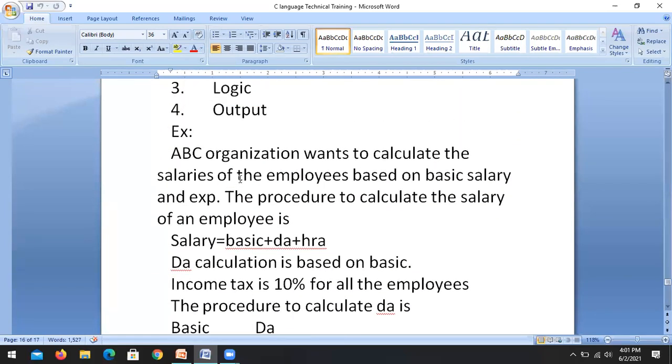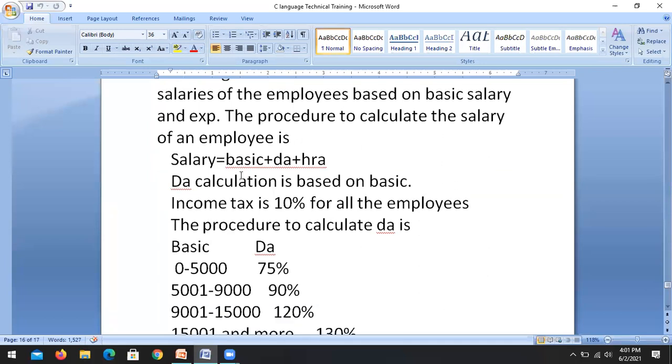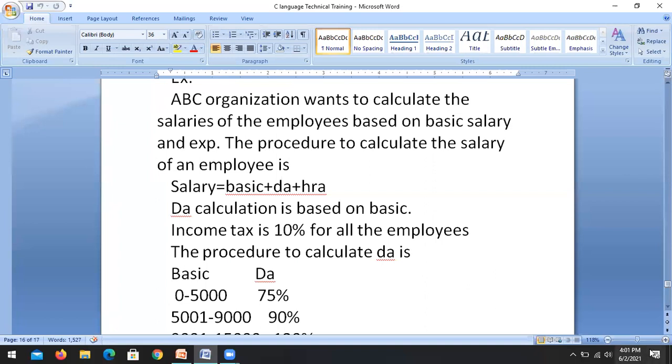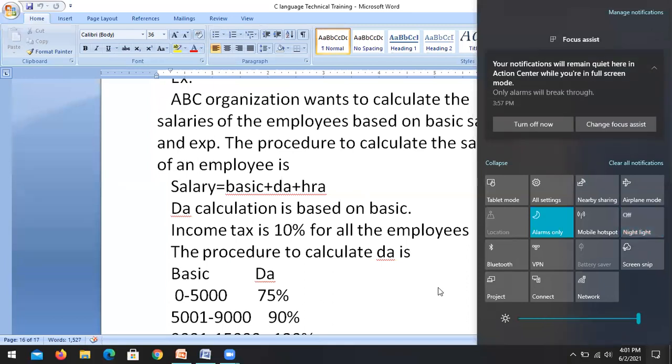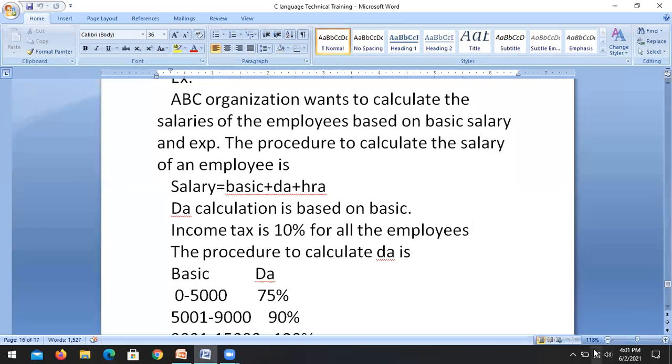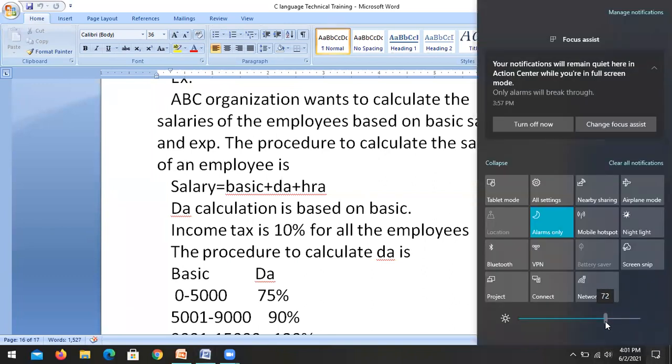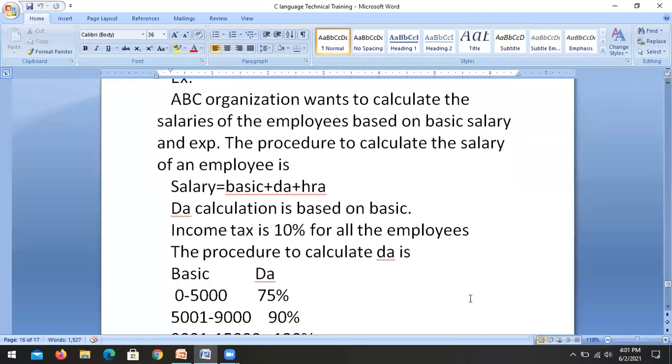This is the problem statement I have given. Based on the problem statement: we have an organization, the ABC organization. This organization wants to calculate the salaries for the employees. In order to calculate the salaries in your own way, you have to write a program.